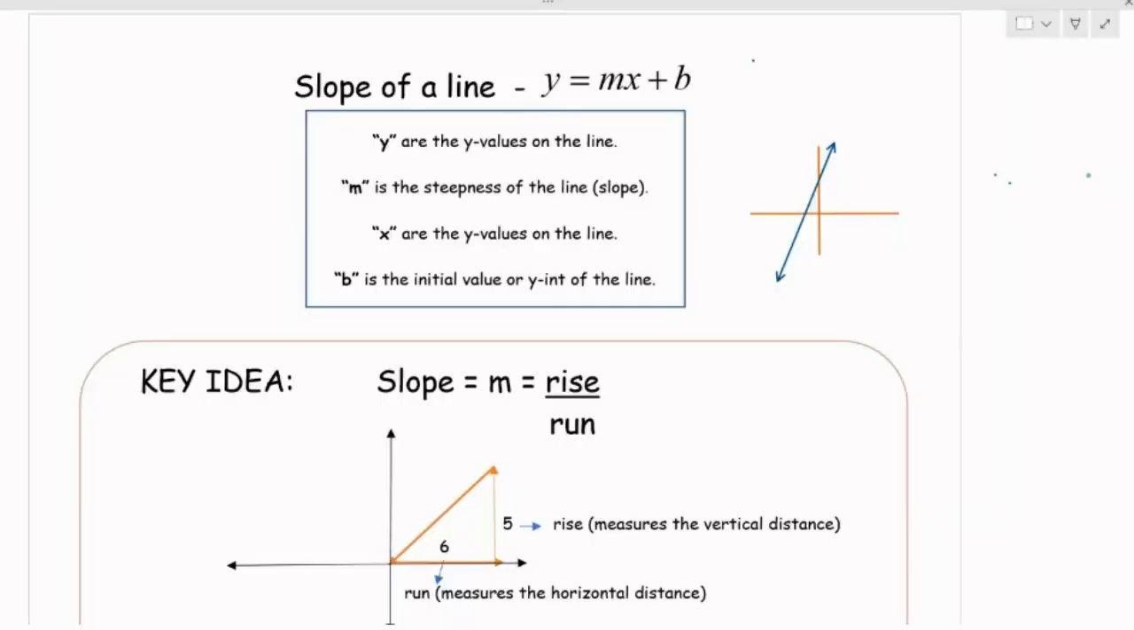So if you have that handout printed and ready to go, come join me now and let's make slope simplified for you. Okay, so here we are with the handout.